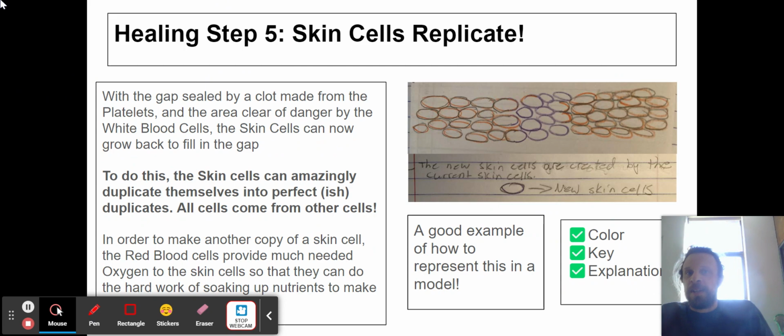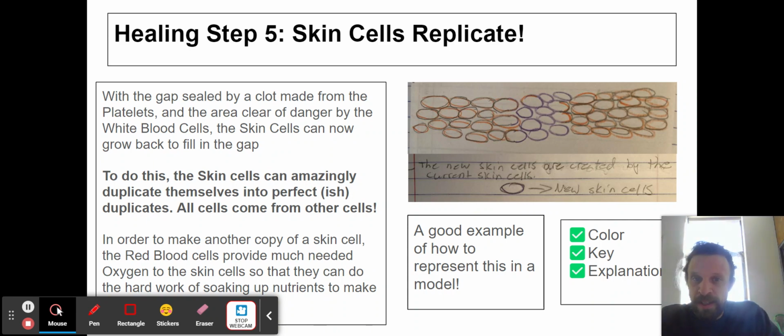So step five, once the platelets have clotted your cut, your body knows because the nerve cells have told it, and the white blood cells have arrived and started to fight the bacteria, the skin cells start to replicate. So the gap is sealed. Now these skin cells can start this process called mitosis, where they duplicate themselves into almost exact replicates. So remember that all cells come from other cells. That's how the skin grows back over a cut. That's how your skin connects back together. It's just these skin cells replicating and replicating and replicating.